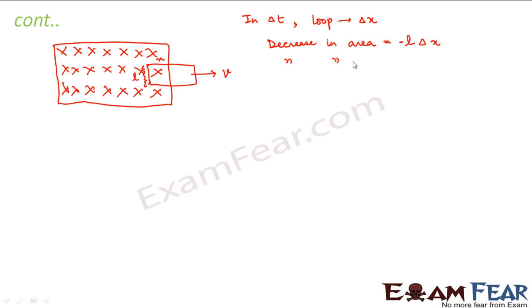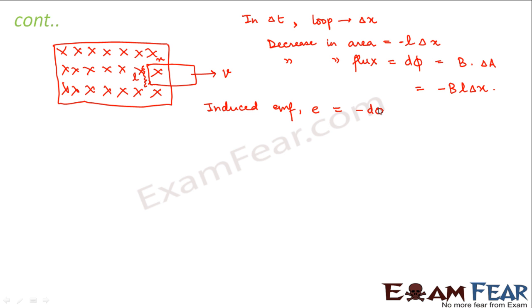Because of this decrease in area, there will be a decrease in flux. Let us denote that with d phi. What will be the decrease in flux? It will be the magnetic field into the change in area, so that will be minus BL delta x. So this is the decrease in flux, and because of this decrease in flux, the EMF will be induced.